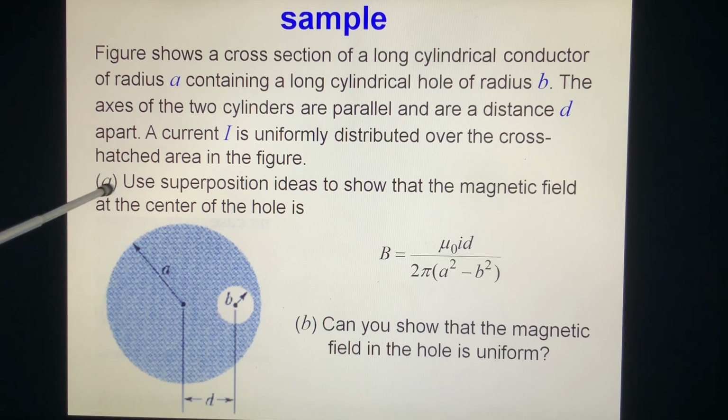Question A. Use the superposition idea to show that the magnetic field at the center of the hole, this one, is as given. Question B. Can you show that the magnetic field in the hole is uniform?